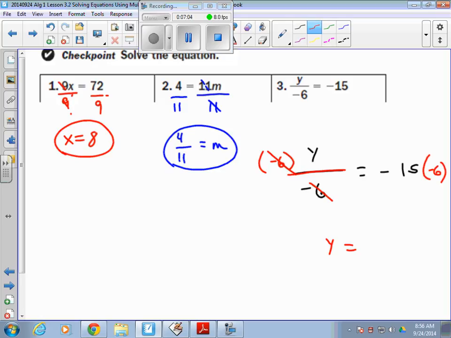A negative times a negative, we know is going to be a positive. 6 times 5 is 30. 6 times 1 plus 3 is going to be the number 90. Y's value is going to be a positive 90.